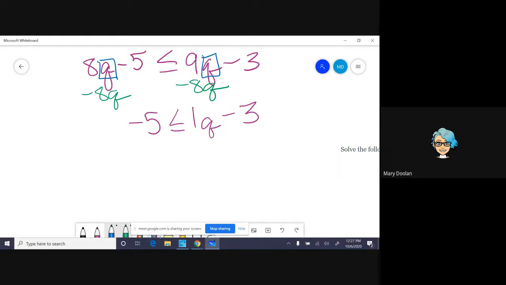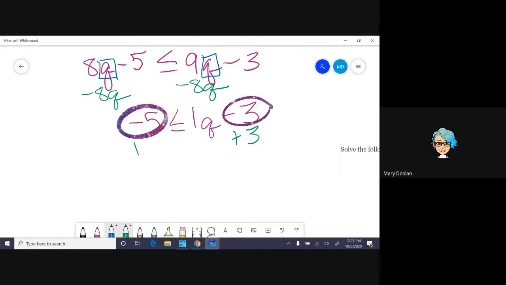And then we're going to combine some like terms. My like terms now are this negative 5 and this negative 3. Since the q is on the right, we've got to get those together. So I'm going to move them over to the left. I'm going to do the inverse operation, which is to add 3 and add 3. That becomes 0. So negative 5 plus 3 is negative 2, which is less than or equal to 1q.